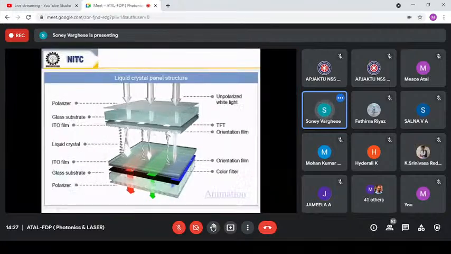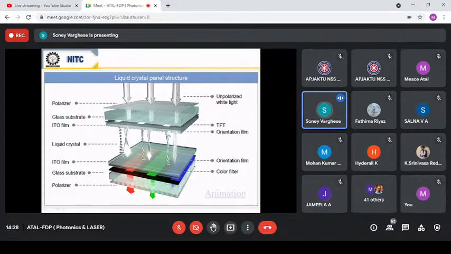So you have the red, green, and blue pixels. These are called the color filters. We have color filters. I'll start from the back side. You can see that at the back side we have a source of light. You can see unpolarized white light, right?